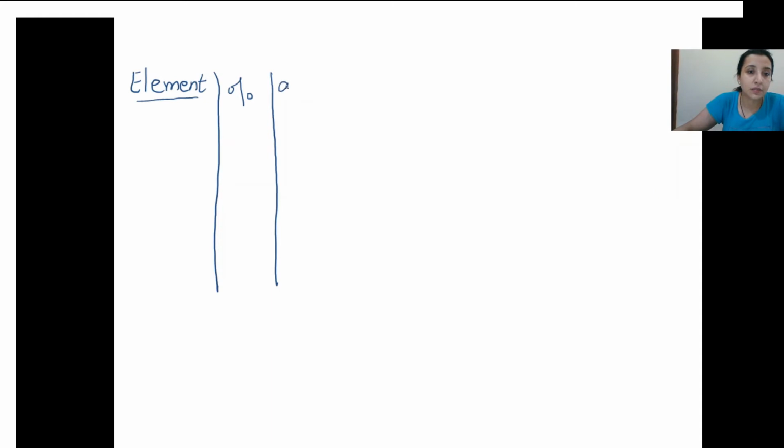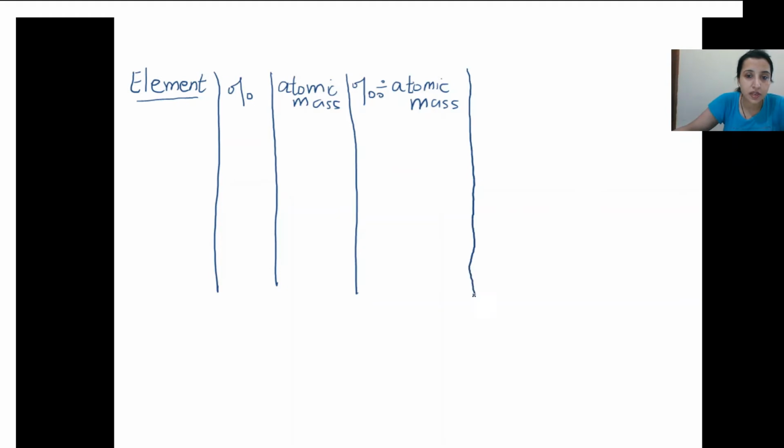In the third column, we specify the atomic mass of each element, which I've already explained in my earlier videos, which is in AMU, atomic mass unit. In my fourth column, percentage divided by atomic mass. Simple concept, just understand it and you will do it perfectly correct. Then a simple ratio.